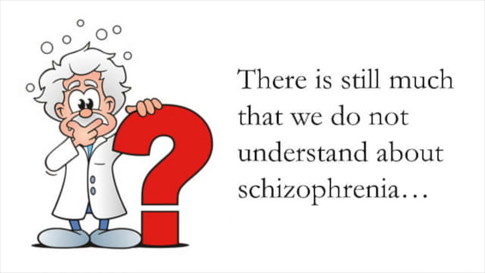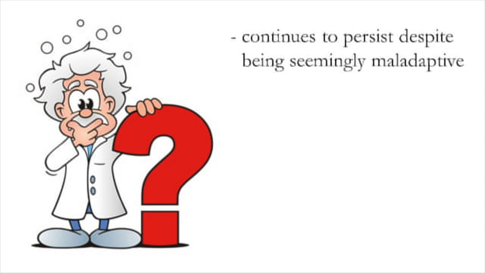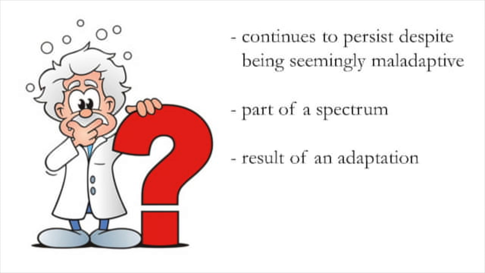There is still much that we do not understand about schizophrenia. Just like sickle cell anemia, schizophrenia has continued to persist despite its seemingly maladaptive symptoms. But as we've explained earlier, sickle cell anemia continues to be selected for because it provides resistance to malaria. Similarly, we can argue here that schizophrenia is part of the spectrum of a trait that has been selected for because this trait can potentially enhance an individual's verbal abilities. It is not an adaptation itself, but it might be the result of one, namely one related to language.